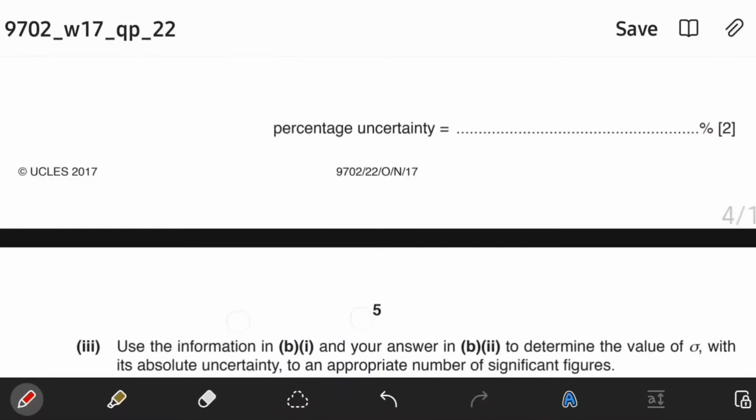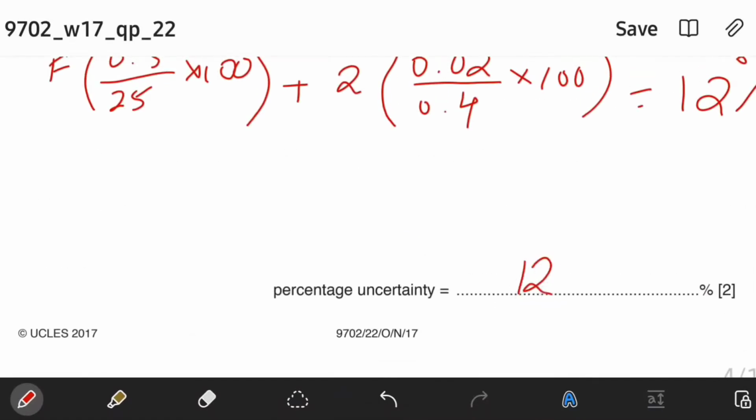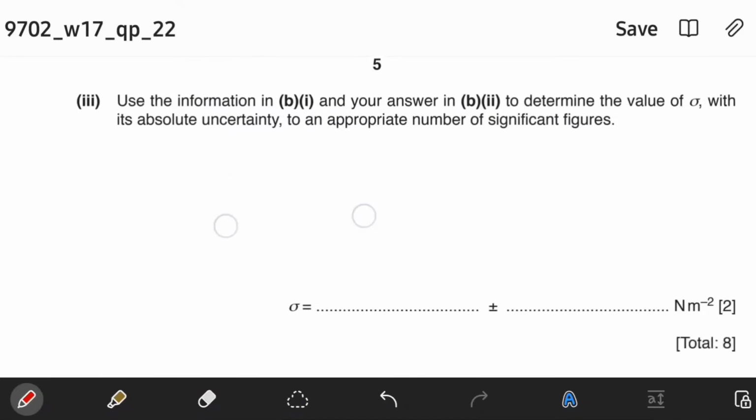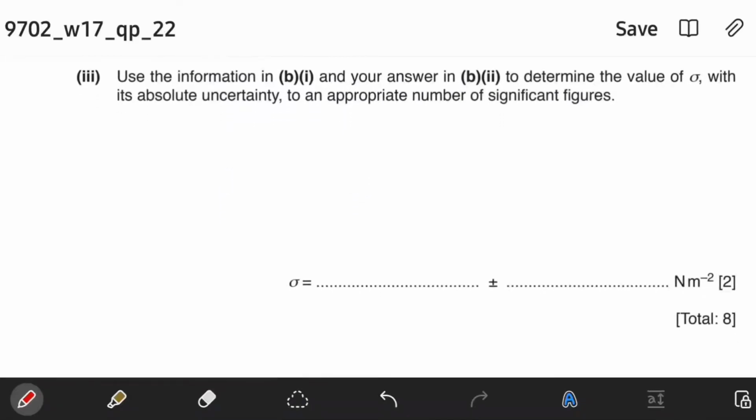Make sure to write your answers in these spaces. I'm not writing them right now, but you should write them. Use the information in B1 and your answer in B2 to determine the value of stress with its absolute uncertainty to an appropriate number of significant figures. You need to take note when giving your answer of the absolute value and absolute uncertainty. You need to give the correct number of significant figures and decimal places.